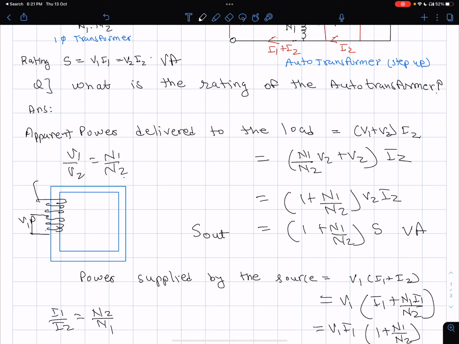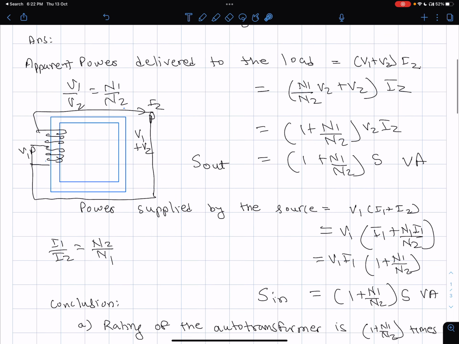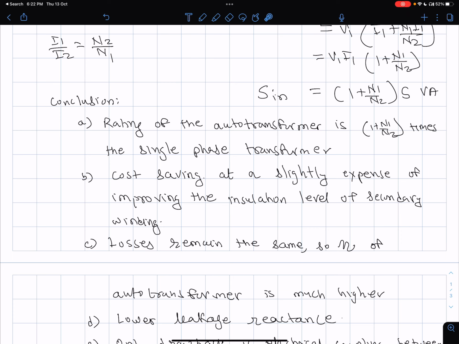So this will become, say, V1, and the way I had drawn it, I will connect this to this here, and here I will connect the load with V1 plus V2 and giving the current I2. So you can see that since I can more tightly wind the winding here, I'll get a much better magnetic coupling, which means lower leakage impedance with the auto transformer. So this is the basic idea, very simple.